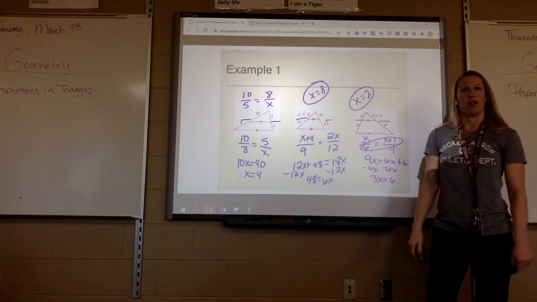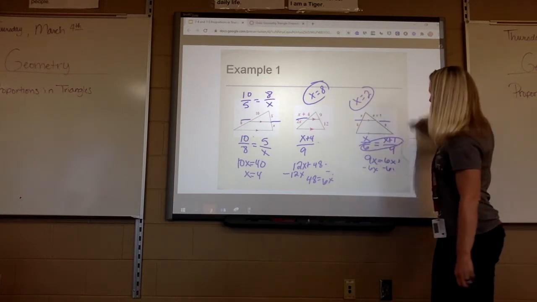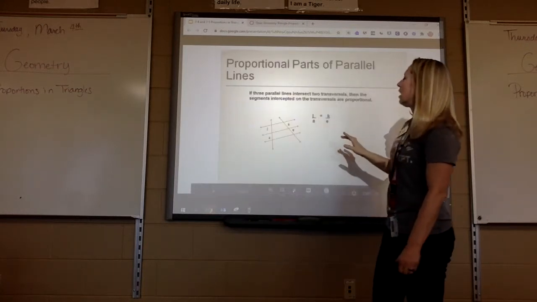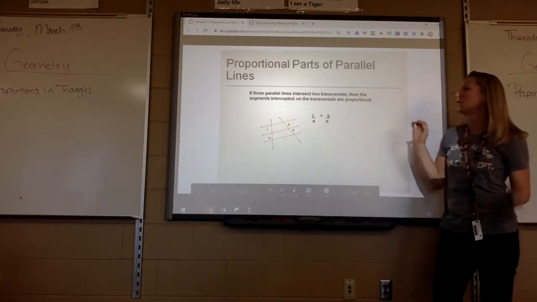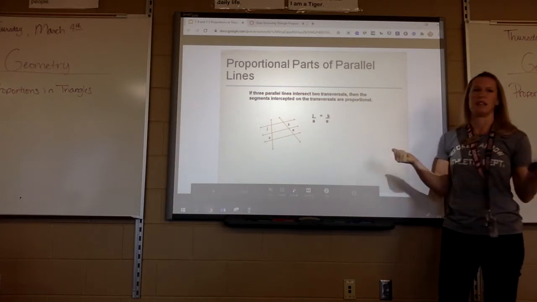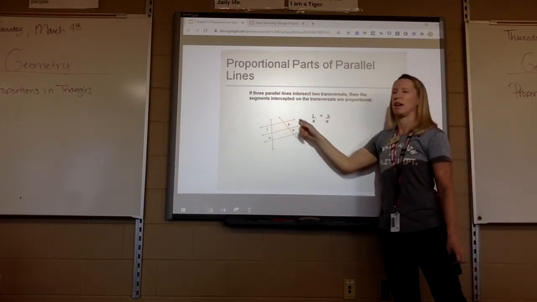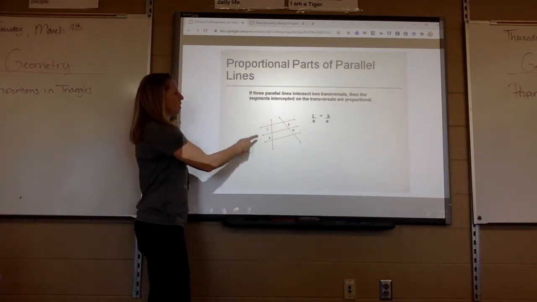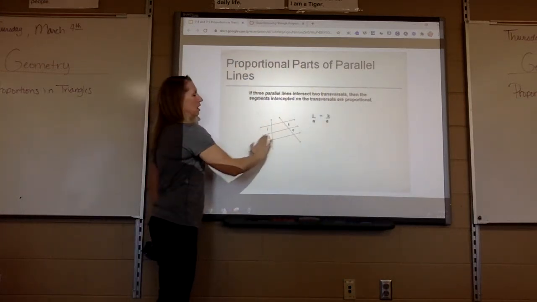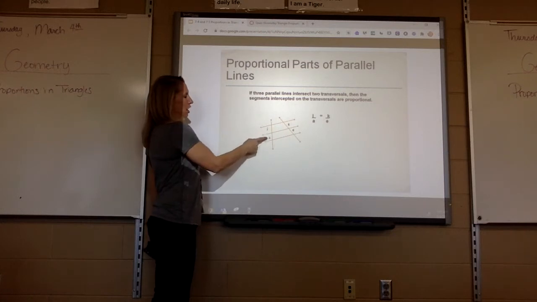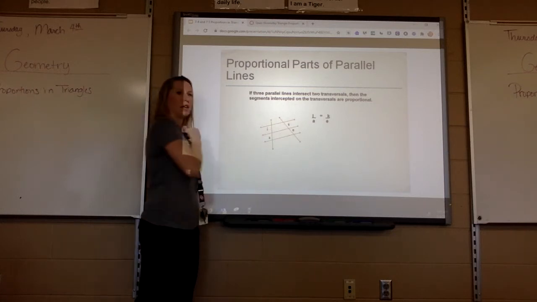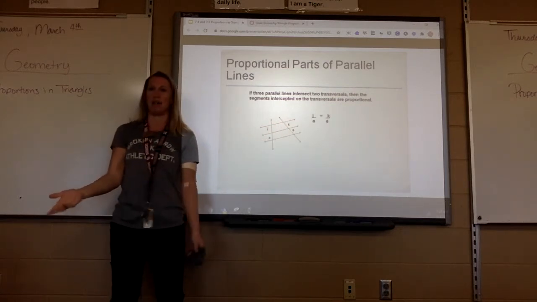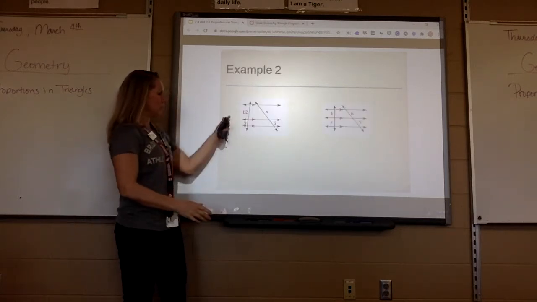All right. Are you okay with the side splitter? Side splitter, not so bad. Next, we have proportional parts of parallel lines. I have a son named Jake, so I just put J-A-K-E, but I also have Jake right here. So it's the same thing. We've just got parallel lines. You could do J over A, K over E. You could even go left to right again, however you see it.